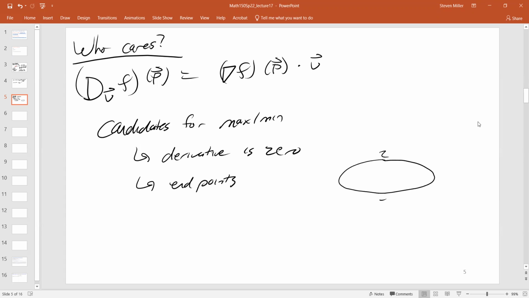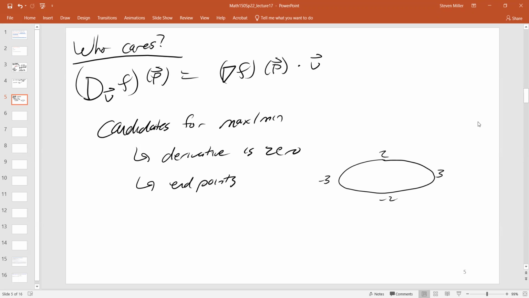So say 2 minus 2, 3 minus 3. And I want to check all the boundary points. On the inside, to find my candidates for maximum minimum, I'll look for where the partial derivatives are 0. For the boundary, however, I have infinitely many points.